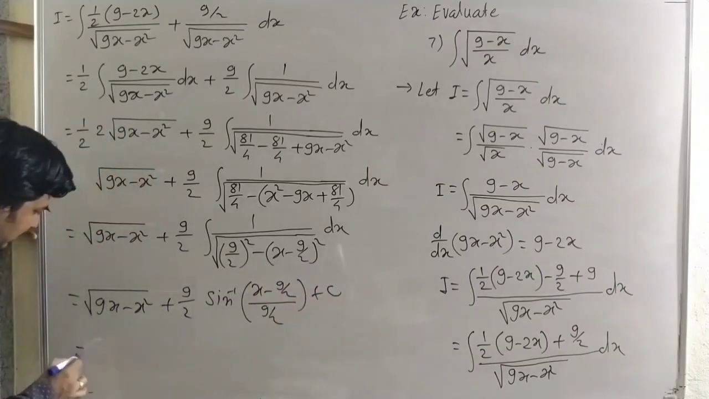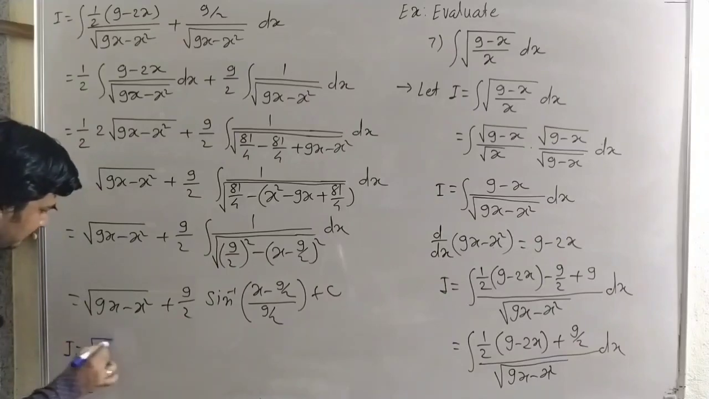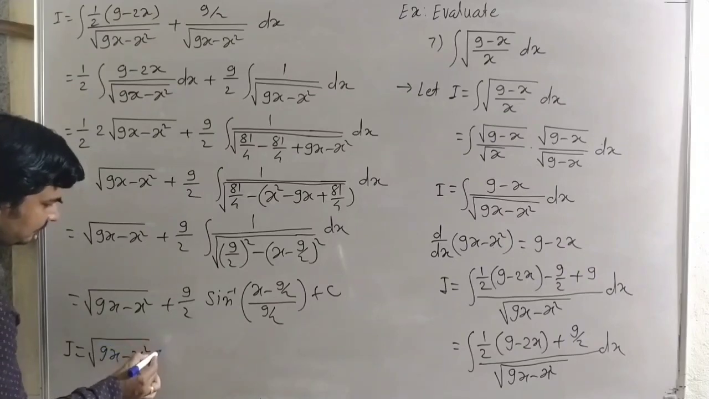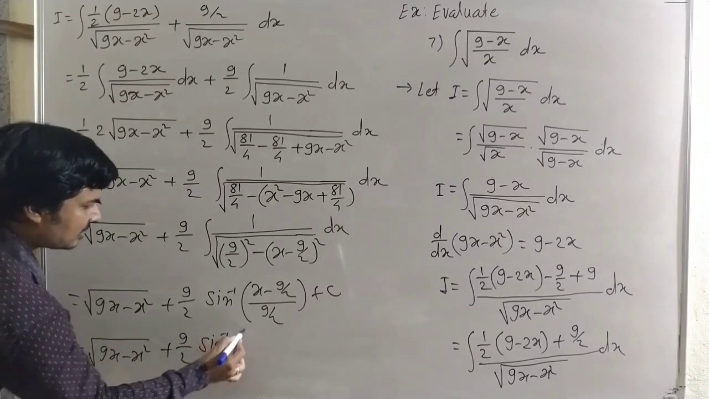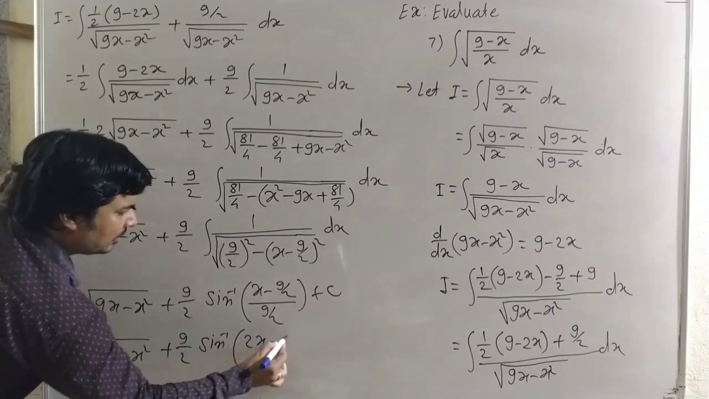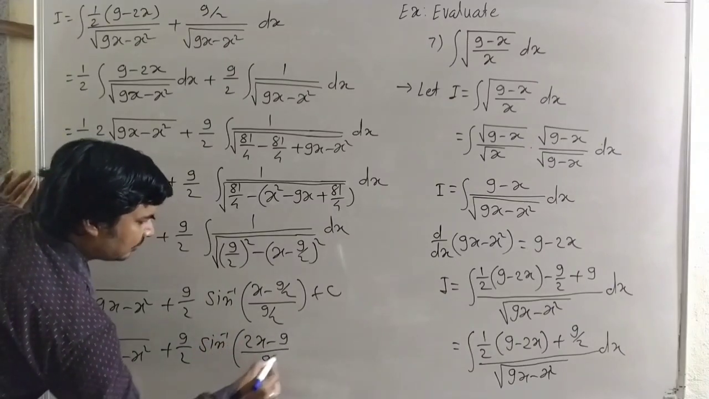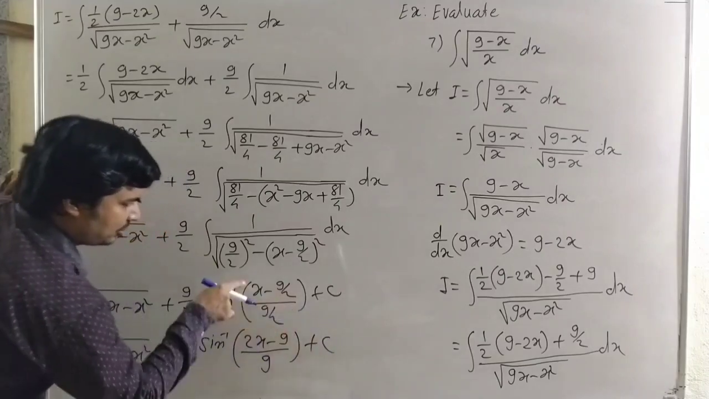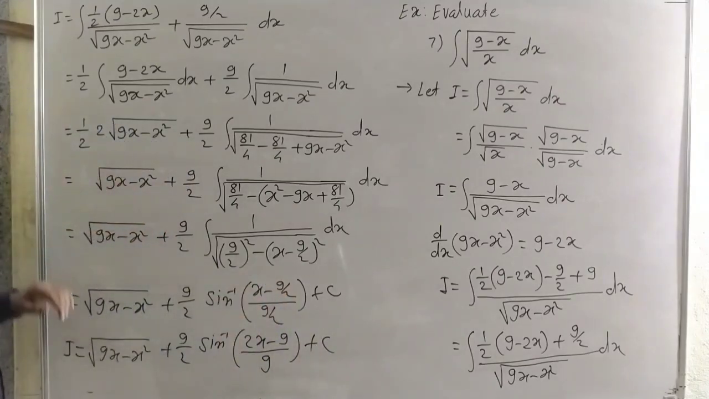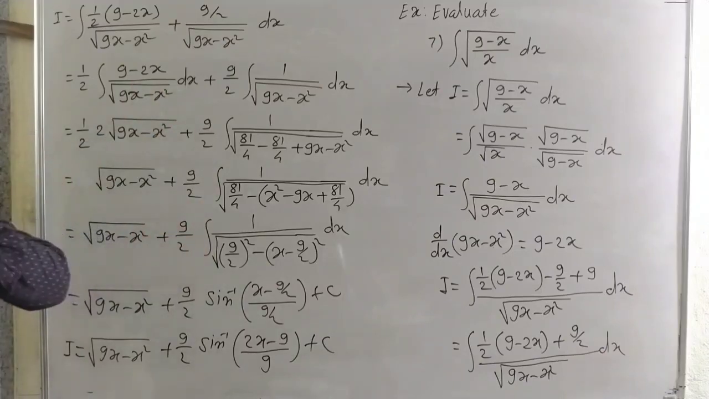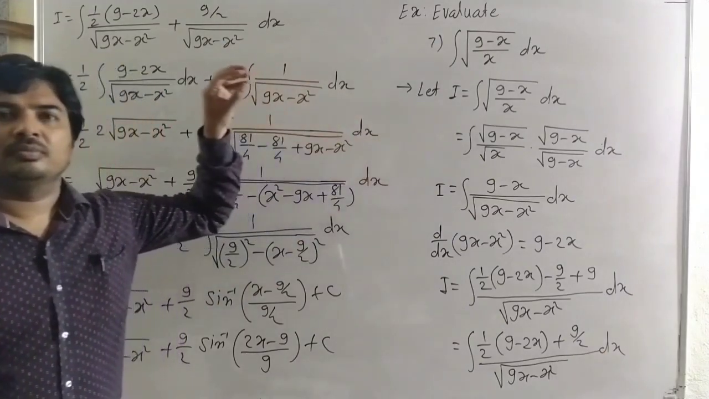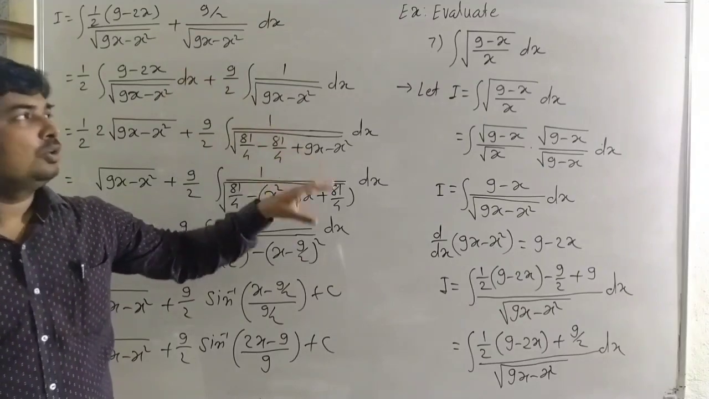And now the last answer is under root 9x minus x square, plus 9 by 2 sine inverse of 2x minus 9 upon 9, the 2 gets cancelled, plus c. It is 2x minus 9 upon 2, and upon 2 gets cancelled, sorry, yes, it is 9. It is the last answer. Okay, these examples are of a linear function upon under root quadratic function.